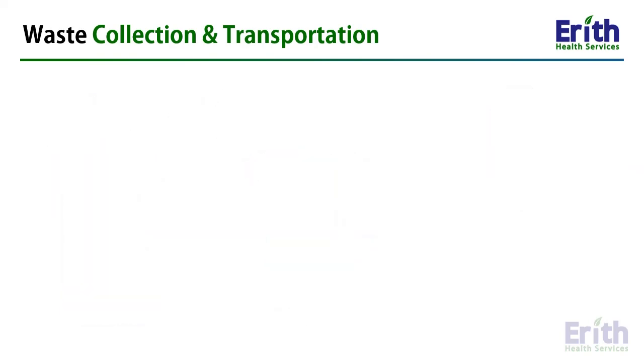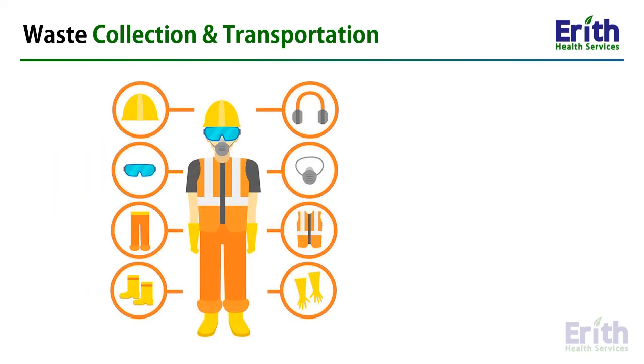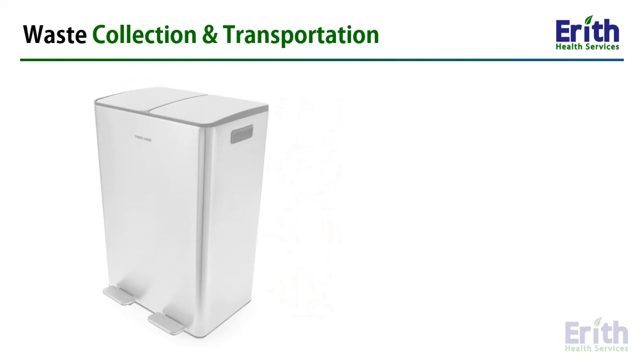Waste collection and transportation require this type of PPEs. That is your masks, your rubber apron, your boots, and your gloves. That is the long, hard gloves. Example of internal bin: the internal storage bin should be pedal-operated and should be movable.